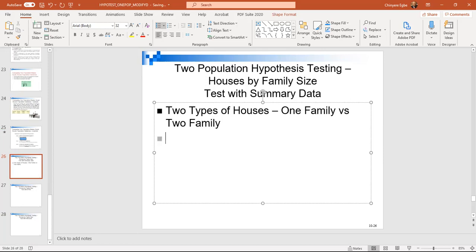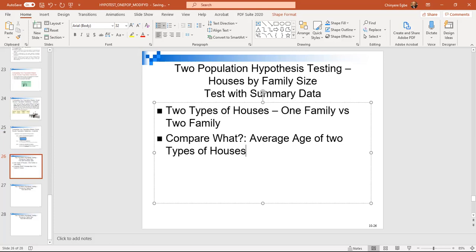What are we going to compare? We're going to compare the ages of the houses. Let me put it clearly: the average age of the two types of houses. That is what we're going to compare.